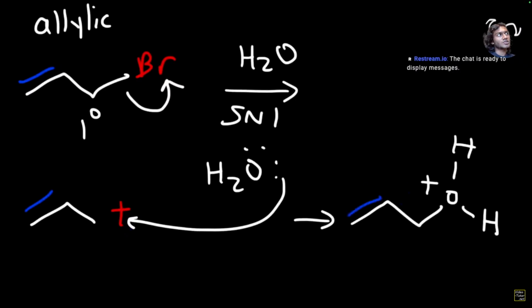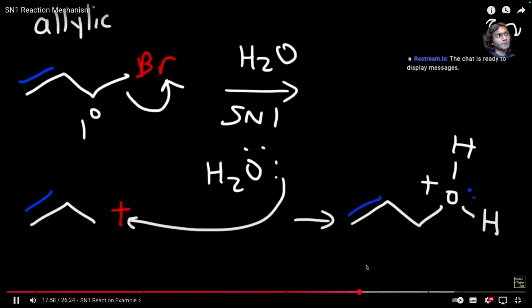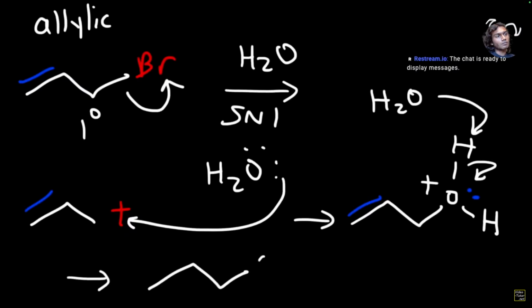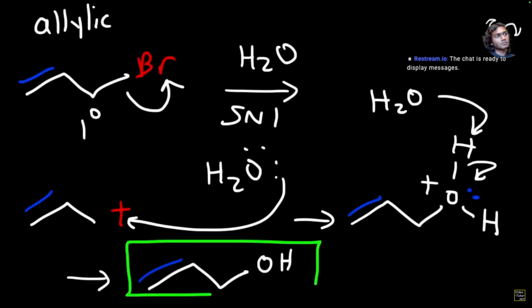The hydrogen is going to leave. And then the last step is deprotonation. So we're going to take off a hydrogen atom, and this will give us an allylic alcohol. Typically, whenever you react water with an alkyl halide, you're going to get an alcohol as a major product, regardless if it's an SN1 or an SN2 reaction. Now let's try another example.